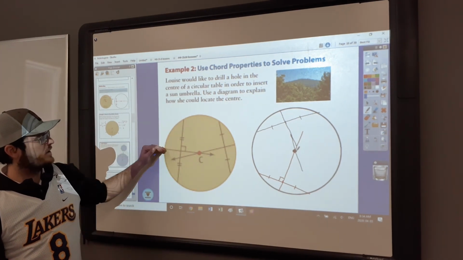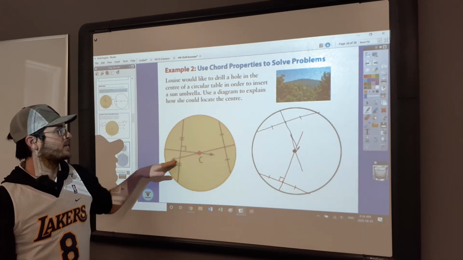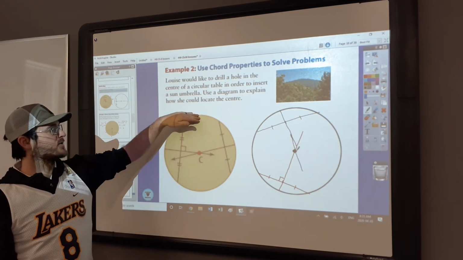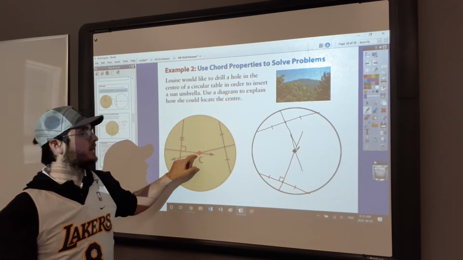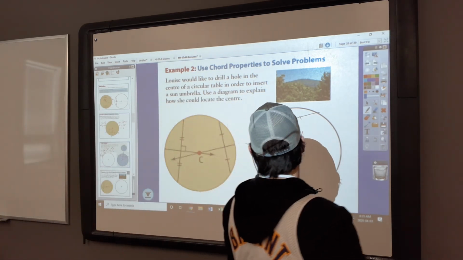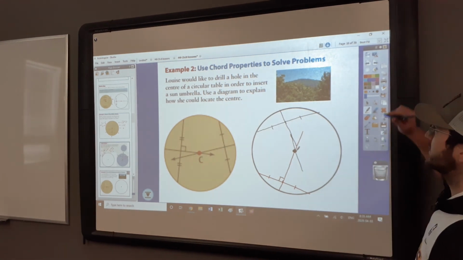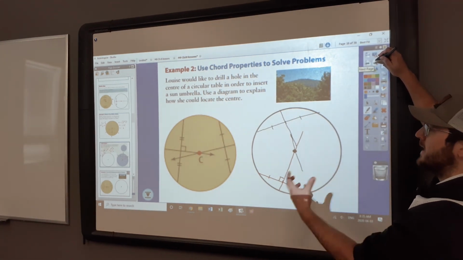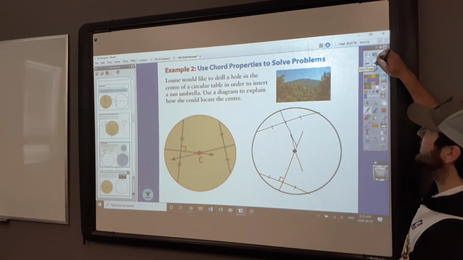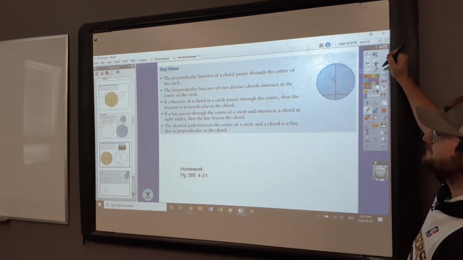If you did it over here, you made a straight line, you did it over here, you did a straight line, you could do it again, and they would all meet in one certain point, or they should if you did it correctly. That point is going to be the middle of the circle. You're not going to really be asked for this on a quiz. You'll just maybe be asked to explain how you could find the middle of a circle by doing that.